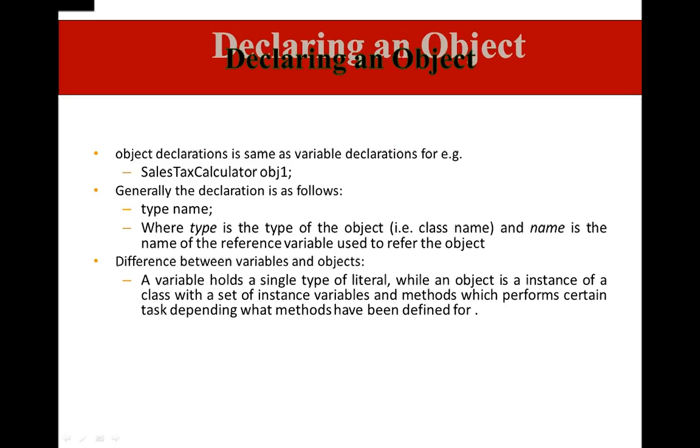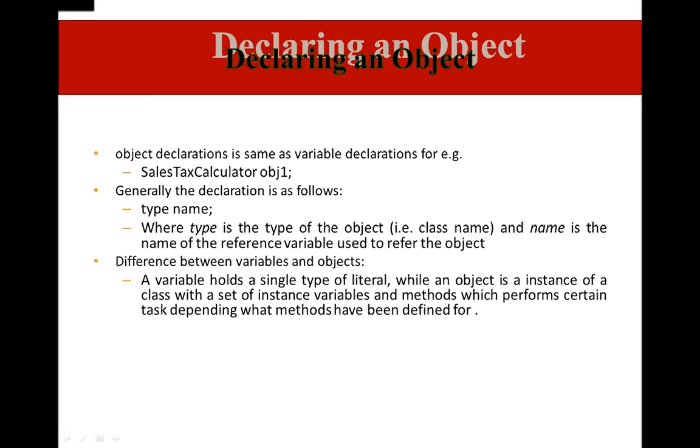If you observe, there is a difference between a variable and an object. A variable holds a single type of literal, like it can hold an integer or a float or a short or something like a double or character, whatever.